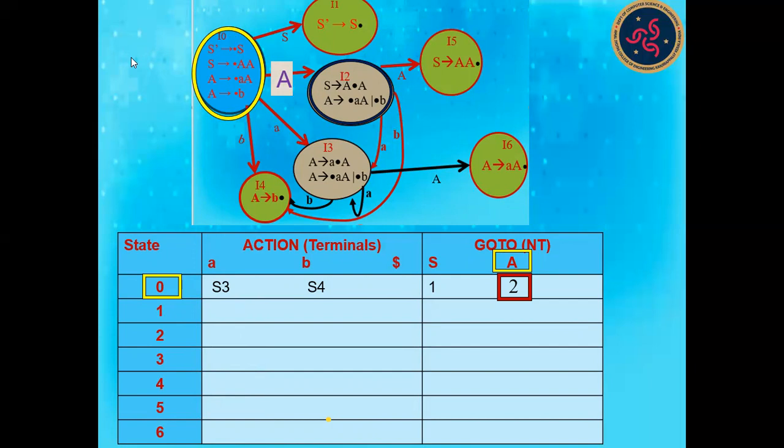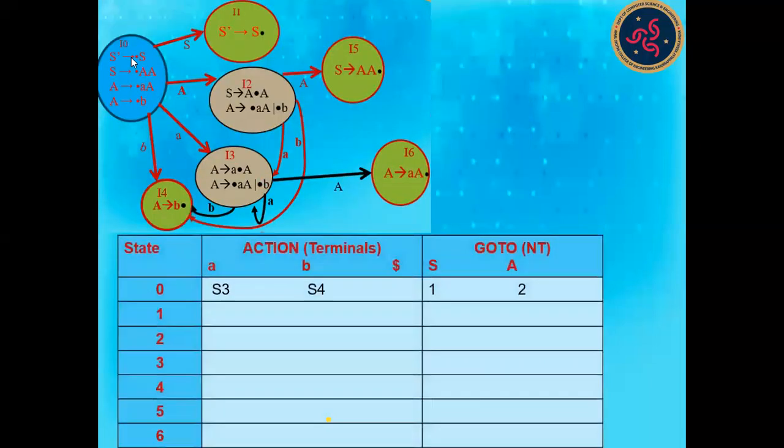Again, moving to the second row, we are considering the state I1. This is the state I1. Now we have a state I1, and since I1 is our final state, this is the final state. Here we can mark it.